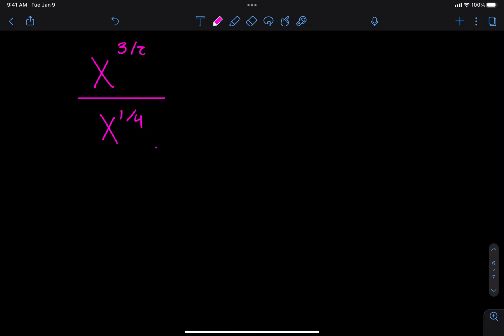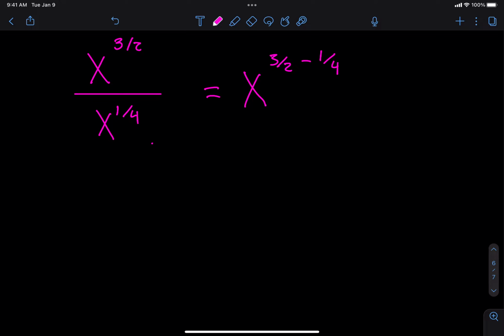Well, I want to write this as a single power of x, and it should be a positive power, and I shouldn't have any fractional powers in the denominator. How can I deal with something like this? How would I simplify this? Any rules that I might want to apply? The subtraction rule, right? If I have x to a number divided by x to another number, what do I have to do? I can rewrite this as x to the first number in the numerator minus 1/4, the number in the denominator. Okay, now what do I have to do to simplify this?